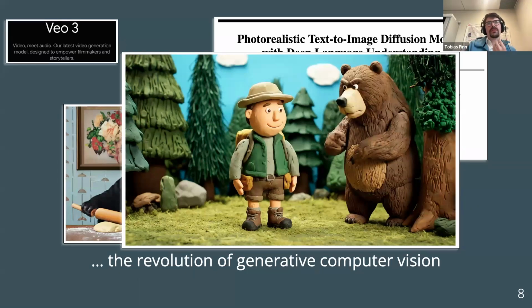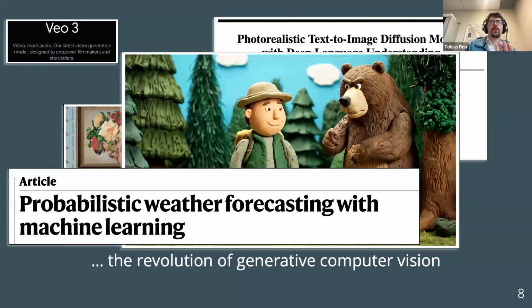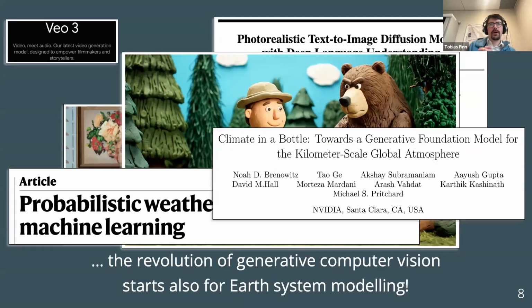And for sure, the same tools can also be applied for numerical weather prediction. So we had, for example, once again, a paper from Google about GenCast, a weather prediction model from Google, which is based on this technology. And then NVIDIA has also investigated this, and the latest paper is Climate in a Bottle, where they use this technology to basically generate very realistic climate situations at very high resolution. And so, as we can see, this revolution of generative computer vision now starts also for weather systems.